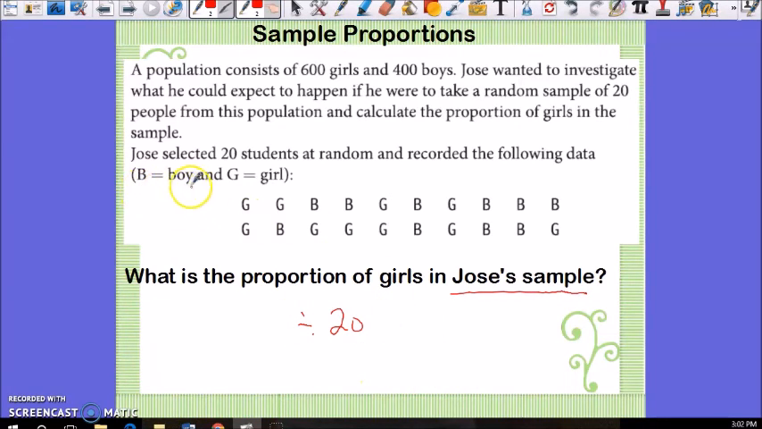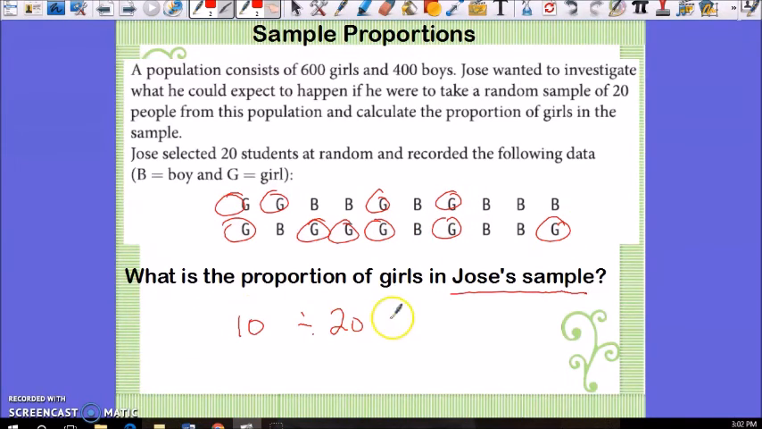So B represents boy and G represents girl. So let's count our G's. 1, 2, 3, 4, 5, 6, 7, 8, 9, 10. And 10 divided by 20 is what? 10 divided by 20. 2? No, 10 divided by 20. 0.5. Remember, don't do 20 divided by 10 and get 2. It's 10 divided by 20 is 0.5.